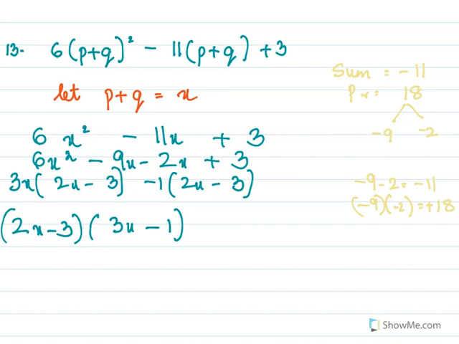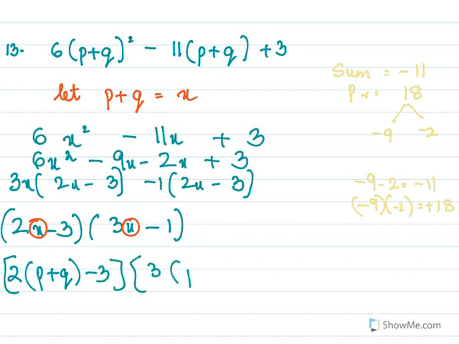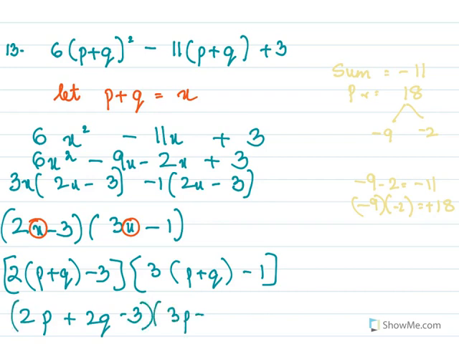Now it's time to resubstitute. For x we'll put p plus q. This is x and this is x, and we need to put there p plus q. So 2 into p plus q minus 3, one bracket, then 3 into p plus q minus 1, the other bracket. You open the bracket: 2p plus 2q minus 3, and here 3p plus 3q minus 1.